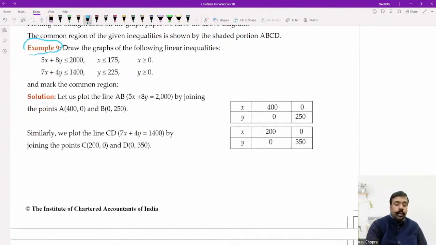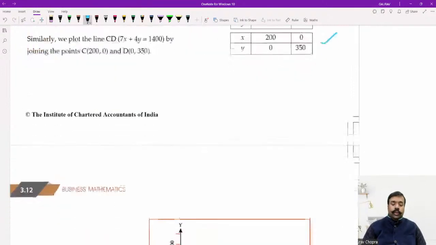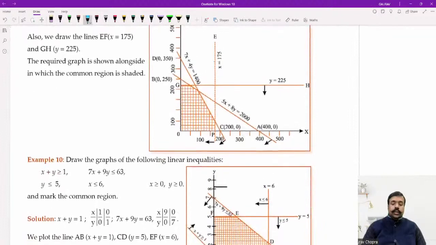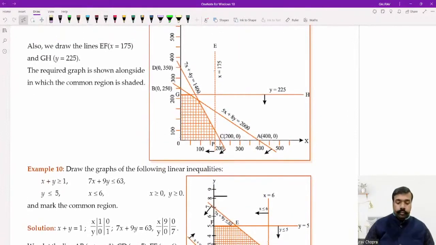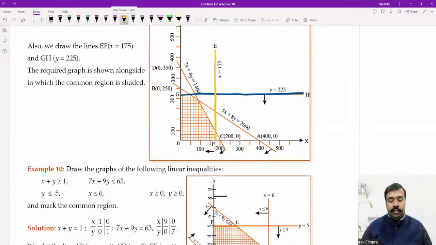So in this example also, we are given two equations of x and y, then separate for x and y, and then non-negative constants. So first of all, prepare the table and form the lines. So these are the lines. So let us mark with different colors. First one is y equal to 2 to 5. Then x equal to 175.